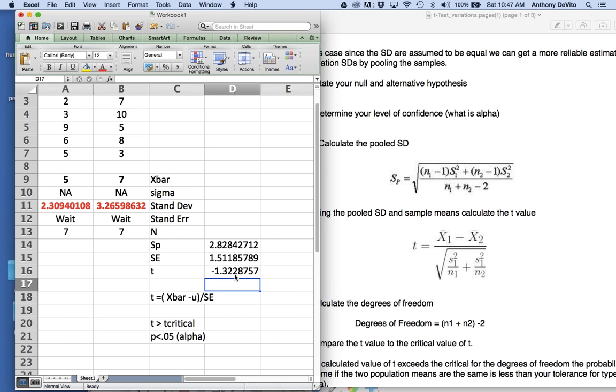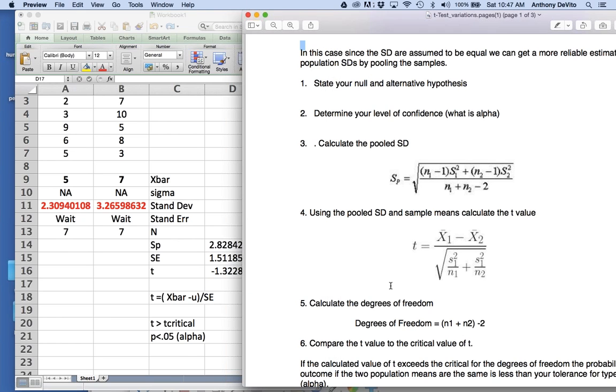Is our p-value going to be less than 0.05 here? Those are all really the same question, and I'll have the same answer. Can I reject the null hypothesis? Is our p-value less than 0.05? Have I exceeded the critical value of t that I need for this particular sample size?